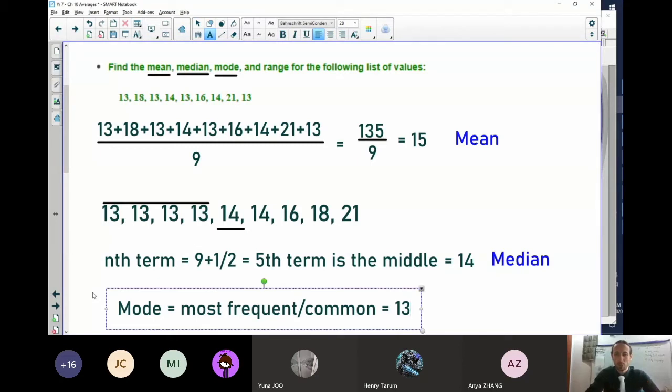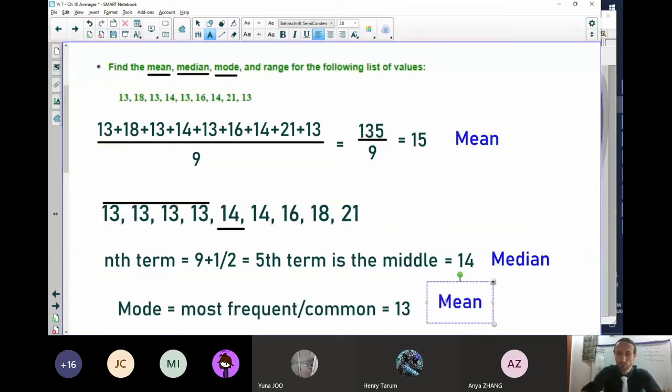Now, I'm going to remind you guys again that here we have 4 13s, but if we had 4 14s, our mode would then be 13 and 14. It's okay to have more than one mode, which is which numbers are the most common or the most frequent. So let's write that here. Our mode.